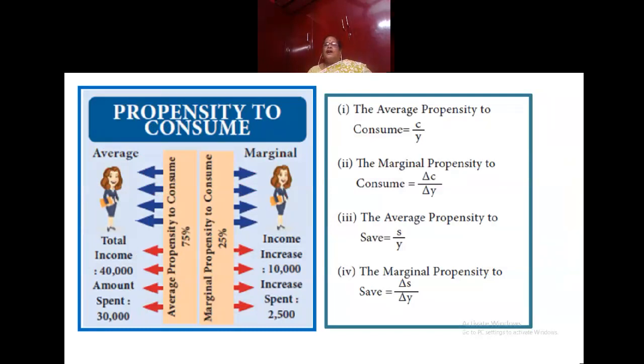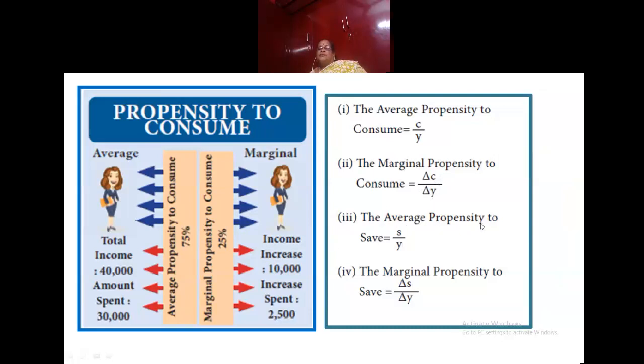Let us see the formulas of all the four, that is APC, MPC, APS, MPS. The average propensity to consume, APC, is equal to C by Y, consumption divided by income. The marginal propensity to consume, MPC, is equal to triangle C by triangle Y. Triangle means changes in the consumption divided by the changes in the income.